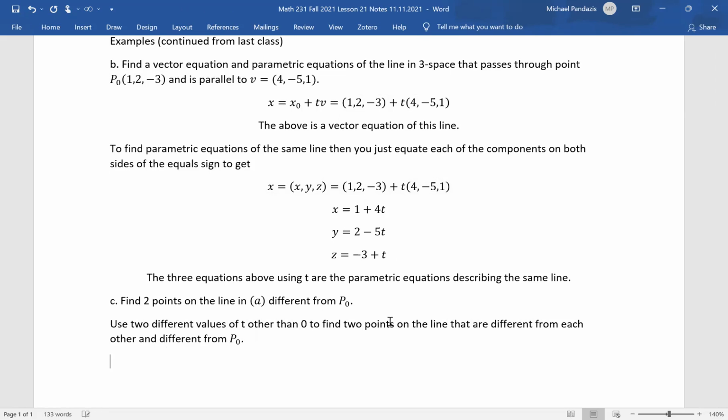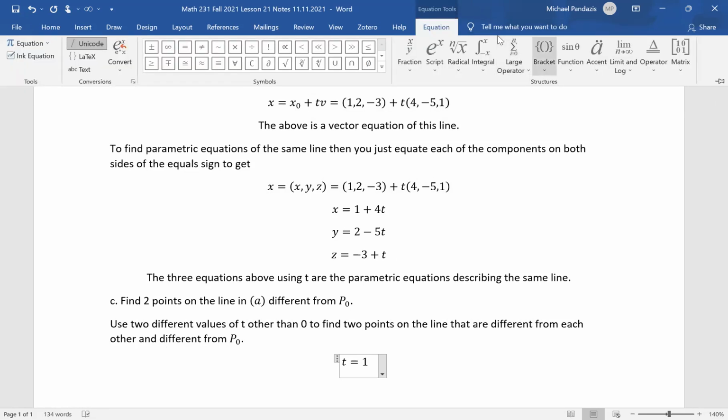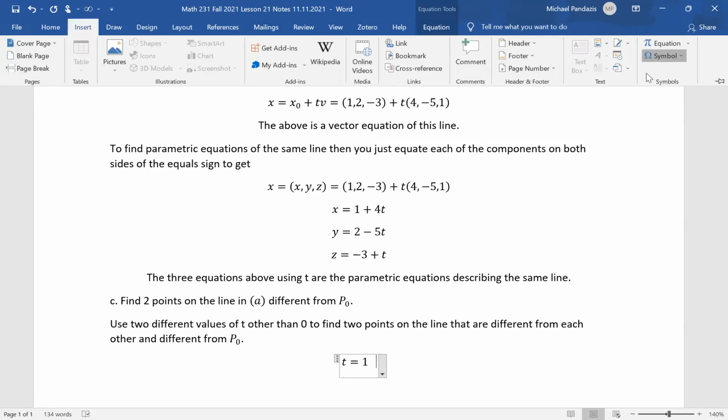Okay, so when t is equal to 1, that implies that a point on the line represented by t equals 1 is, there we go, there's a simple.